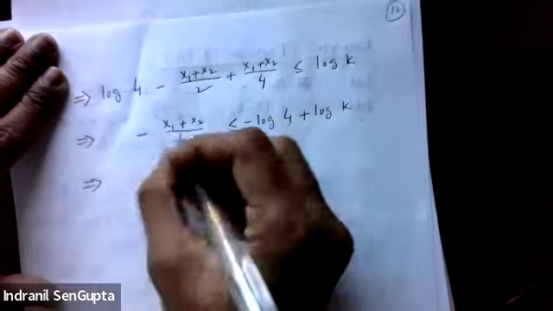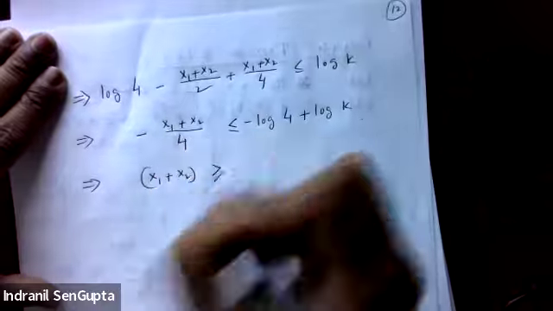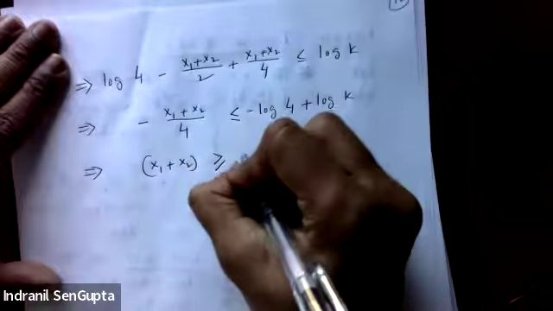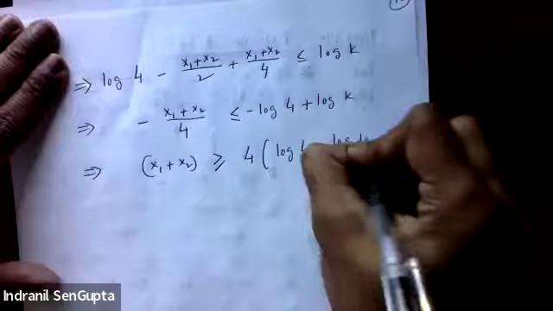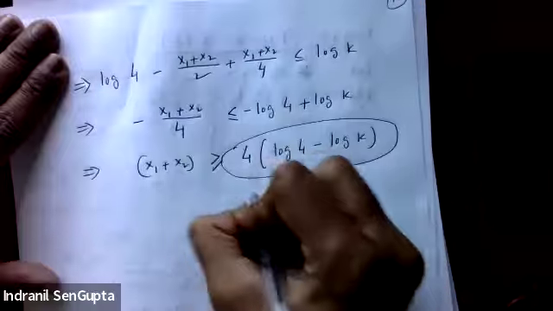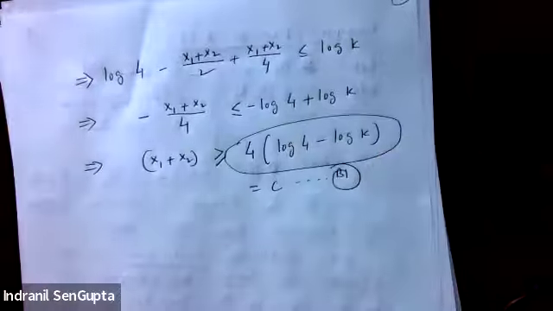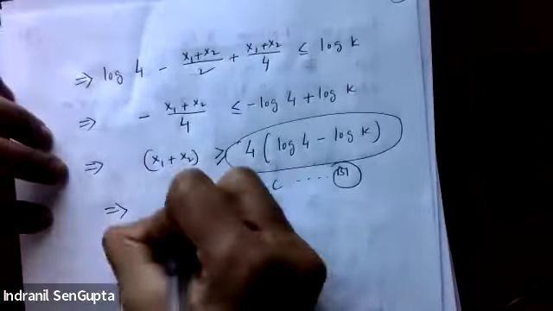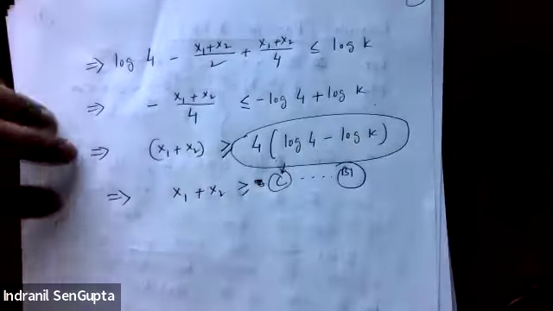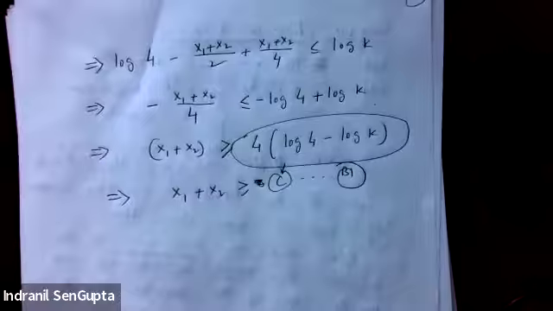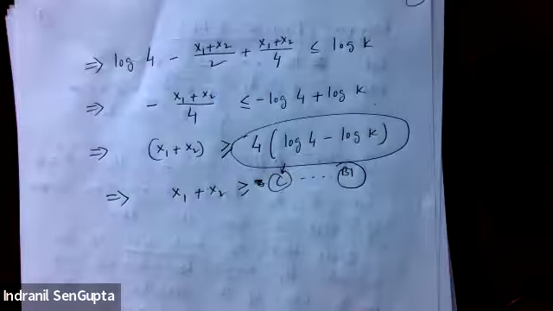And hence, if I multiply by negative 1, I can write x1 plus x2 is bigger than 4 log of 4 minus log of k, which is a constant. So let's write this as c. Which implies x1 plus x2 is bigger than or equal to c. So this is my c. Okay, so hence we showed that.